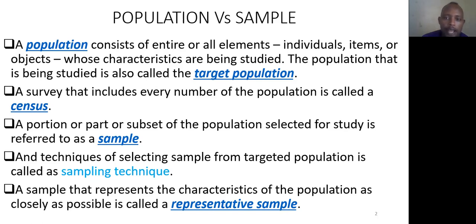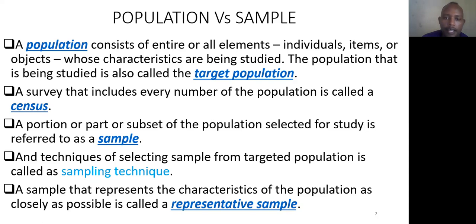Sometimes population and target population may be the same in terms of size and extent, meaning when a researcher is going to include all the population in his study, at that time population and target population are the same. But on the other side, if a researcher is going to take some part of the total population, that part may be considered as target population.